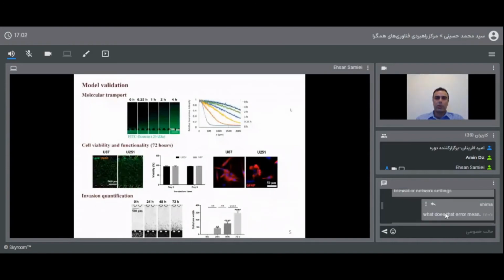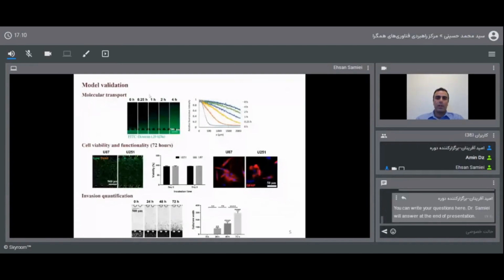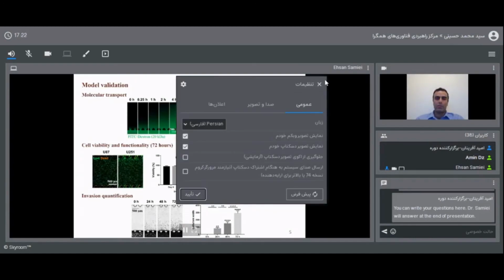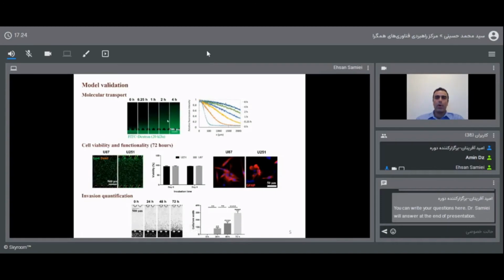So to evaluate that behavior, we studied the diffusion of FITC-dextran through the tumor model, and we imaged it using fluorescence microscopy at different time points, and we observed a gradient-based pattern of diffusion of the molecule into the tumor compartment, which proved that the material transport is through diffusion.